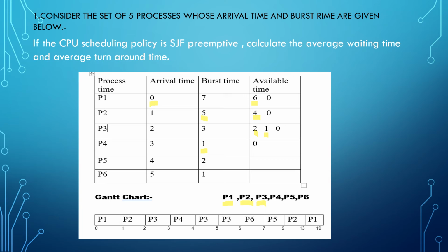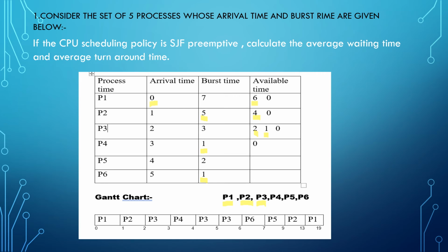So after completing the P3 process, let's move towards the process between P5 and P6. As you'll see, the burst time is lower for P6. It's only one burst time that is available, so we'll go for P6 as we have done in SJF non-preemptive. So when we have executed process P6, only one is used, and there is no available time balance. So 6 plus 1, 7, it will move towards 7.